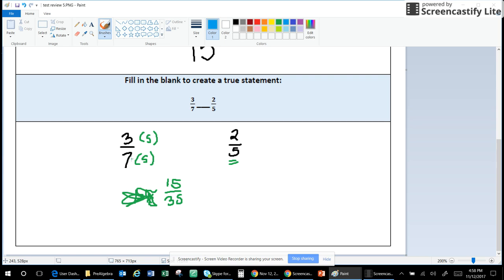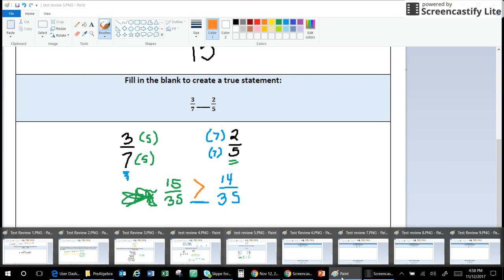And then I could take the 7 over here and multiply it to both top and bottom of the other fraction. And I would get 14 over 35. And I can see I have a common denominator. So now I can judge these. Is 15 over 35 greater than, less than, or equal to 14 over 35? And we should be thinking this is greater than.